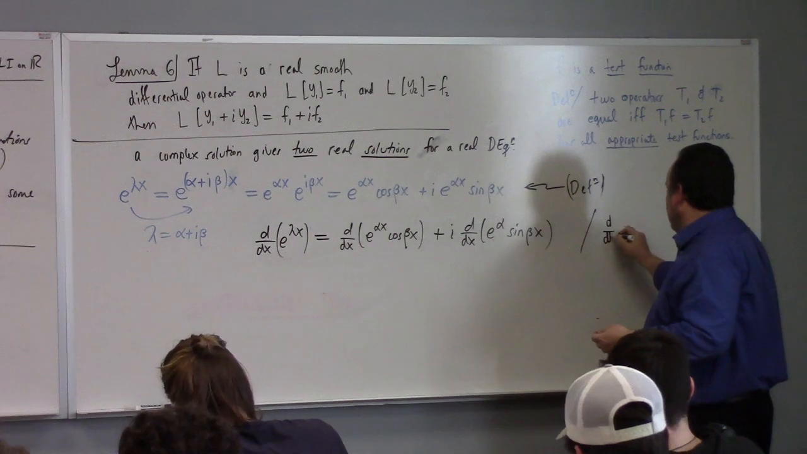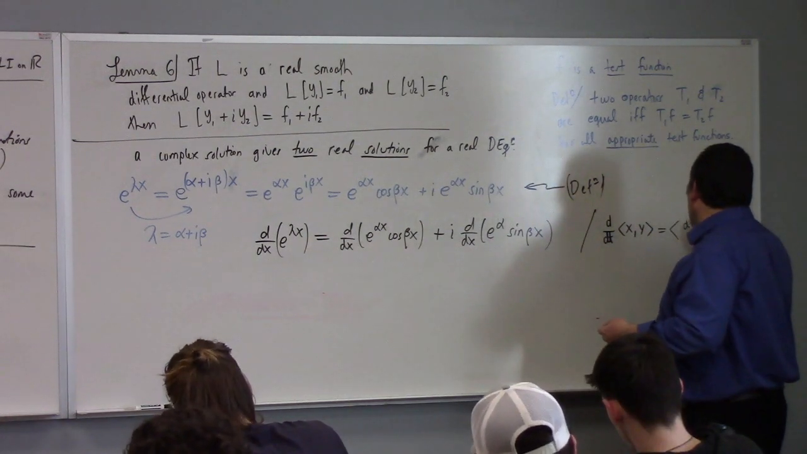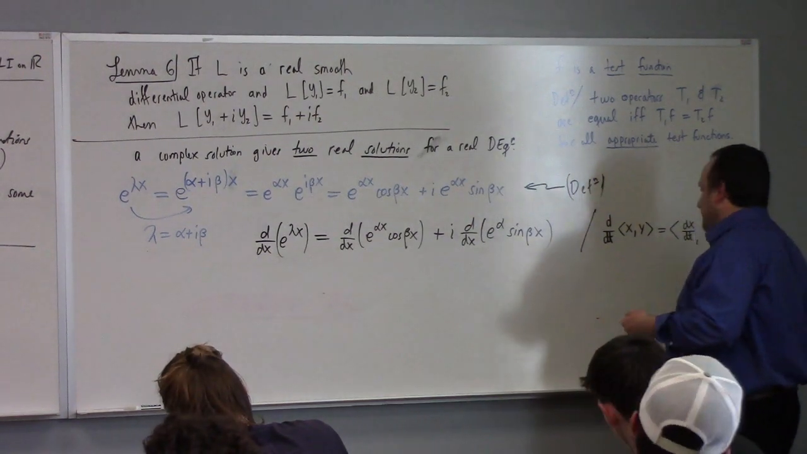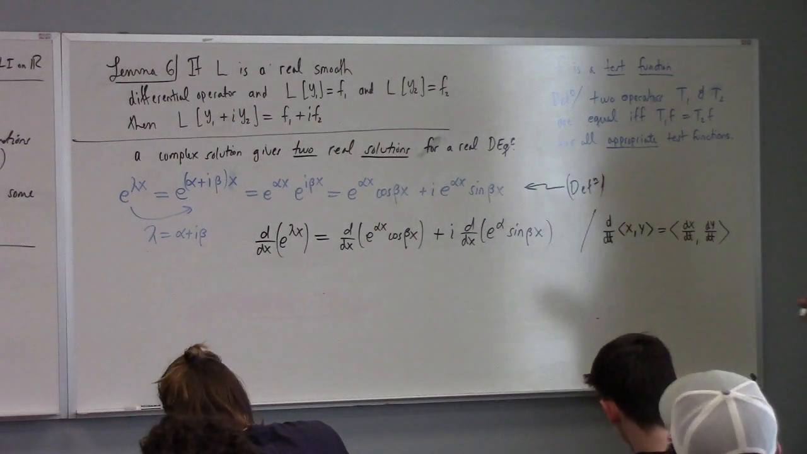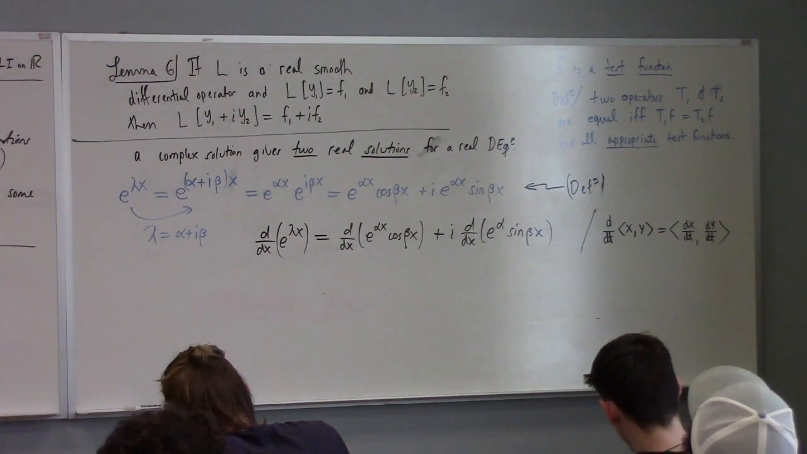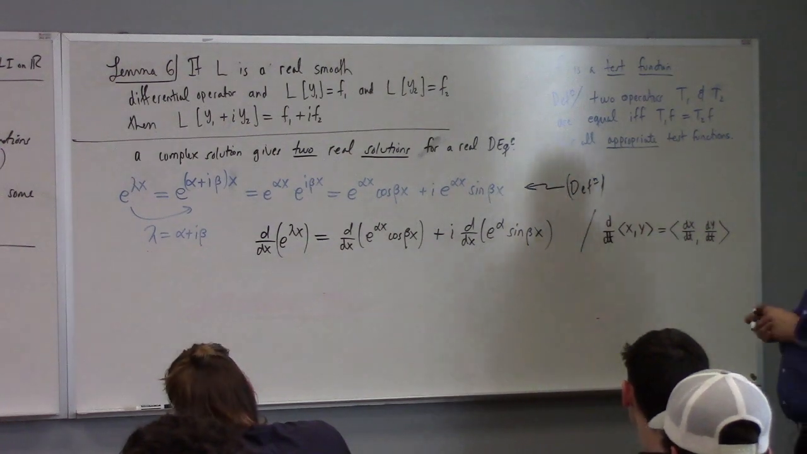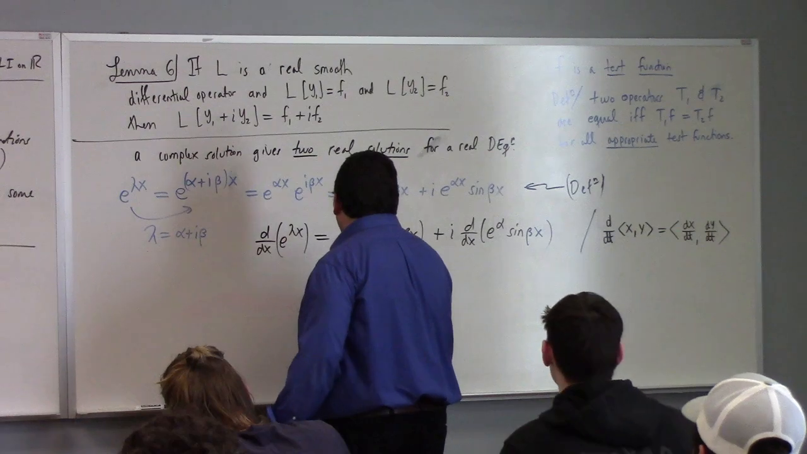If I've got d/dt of the vector (x, y), by definition it's (dx/dt, dy/dt). That's how we differentiate, right? That's all I'm doing here. I'm just doing it in a complex notation. But what happens when we differentiate a product of functions? We get the product rule, right?